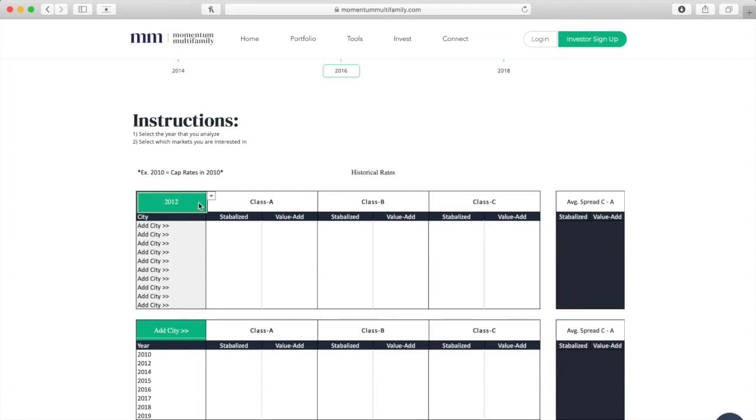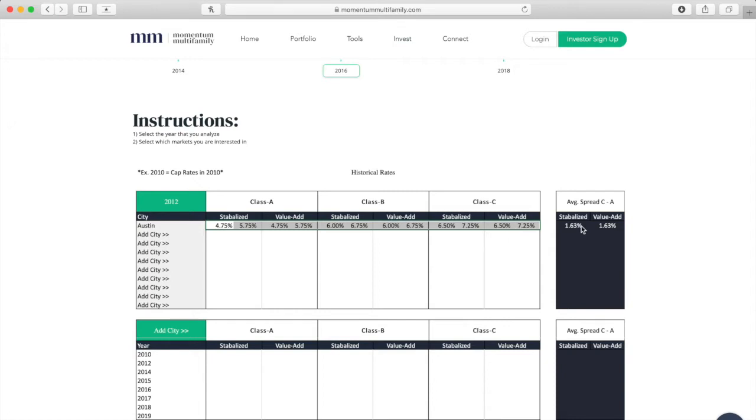So if we want to look at 2012, for example, what were cap rates in 2012, or 8 years ago? Being here in Texas, let's look at Austin, and boom, there you go. You can see what cap rates were in the year 2012 for Austin for the different asset classes and whether they were stabilized or value add. So that's what they were in 2012.